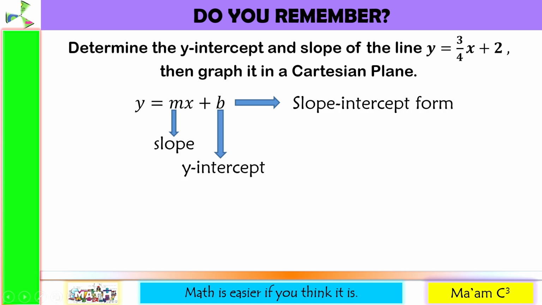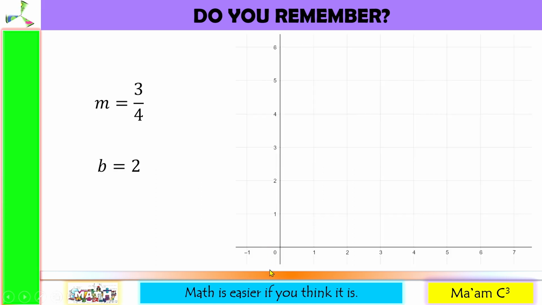Now let us rewrite our given y is equal to 3/4 of x plus 2, and following this formula, it means 3/4 here is our slope and this 2 here is our y-intercept. Now let us graph this in a Cartesian plane. In graphing, we always start with the y-intercept. Since this is positive 2, from the origin, we're going to move 2 units going up. 1, 2. So we're going to start here.